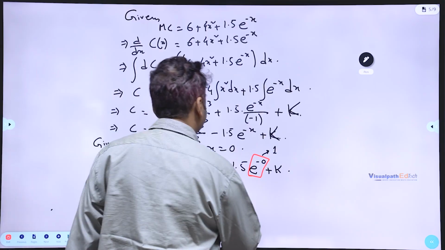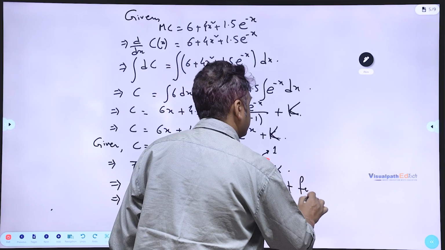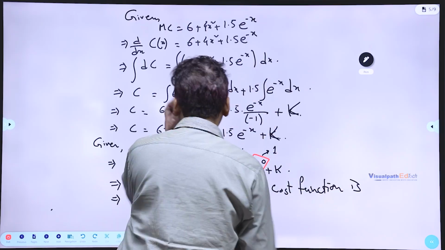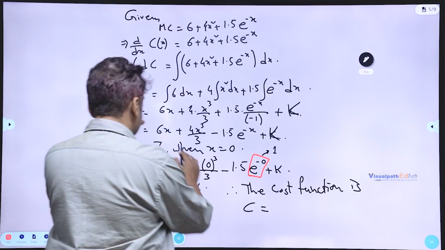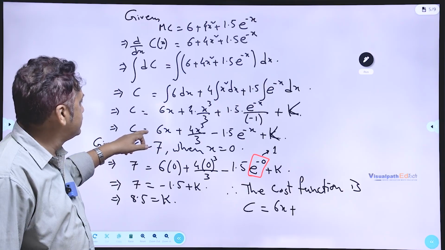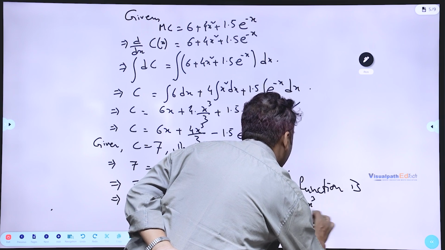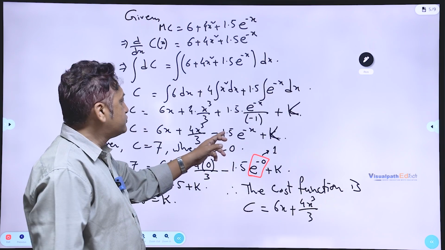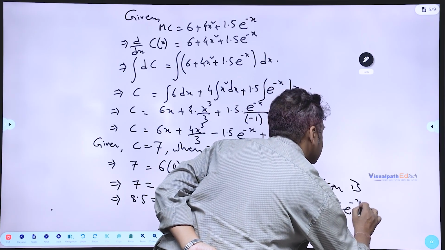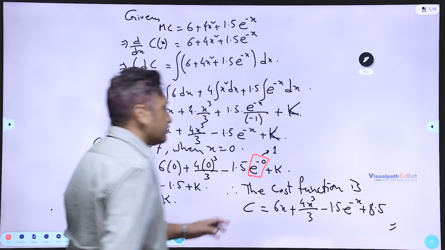So therefore, the cost function is C is equal to 6x plus 4x cubed by 3, then minus 1.5 into e to the power minus x, and then plus 8.5. This is the cost function.